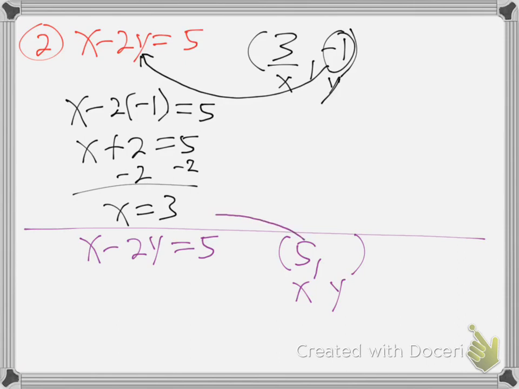So plug that in for x right there, and you get 5 minus 2y is 5. Are we good? That making sense? So the first one, they gave me y, and I plugged it in for y. The second one, they're giving me x, I'm plugging it in for x. Now you got to solve. How do you solve that? What am I going to do to solve it? Subtract 5 from both.